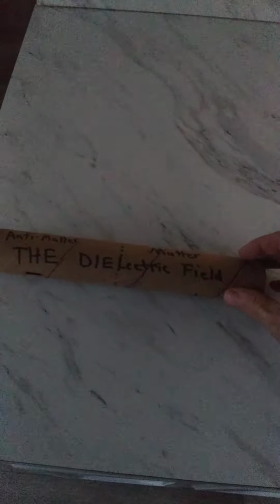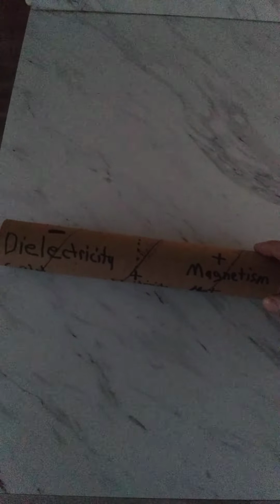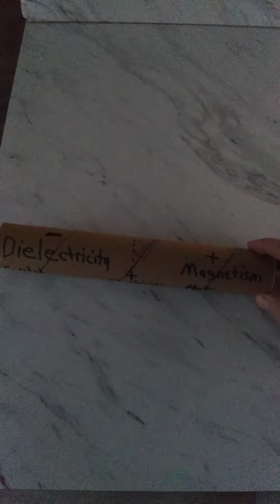I think Henry T. Moraes had the book on that. So it's called the dielectric field. It's the conjugate of dielectricity and magnetism. And when you have these two in the right geometric form, you get electricity. So dielectricity plus magnetism equals electricity. You can't have electricity without those two things being present.